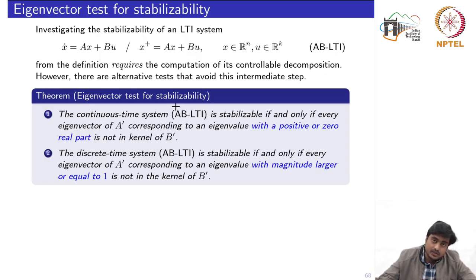But when we are testing for stabilizability, we need to ensure that the eigenvector corresponding to only unstable eigenvalues is not in the kernel of B transpose. Okay. Similarly, for the discrete time system, the condition of unstable eigenvalues would turn into eigenvalues with magnitude larger than or equal to 1, which are outside or on the boundary of the unit circle.